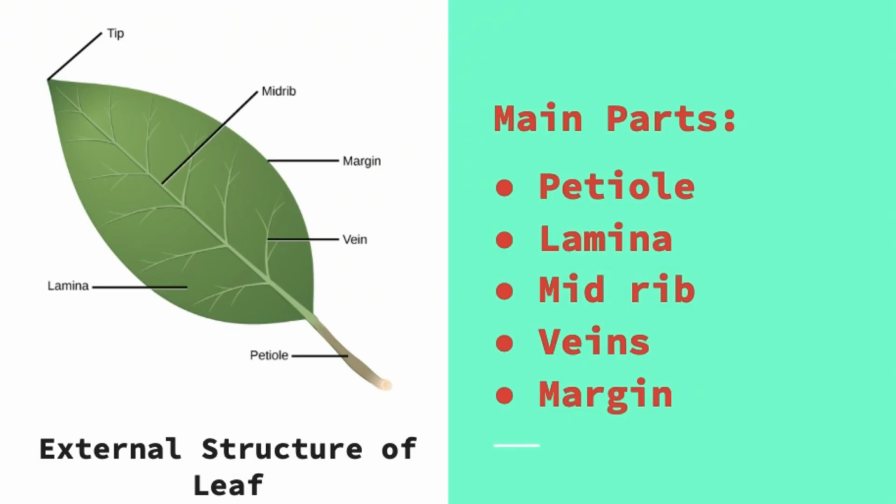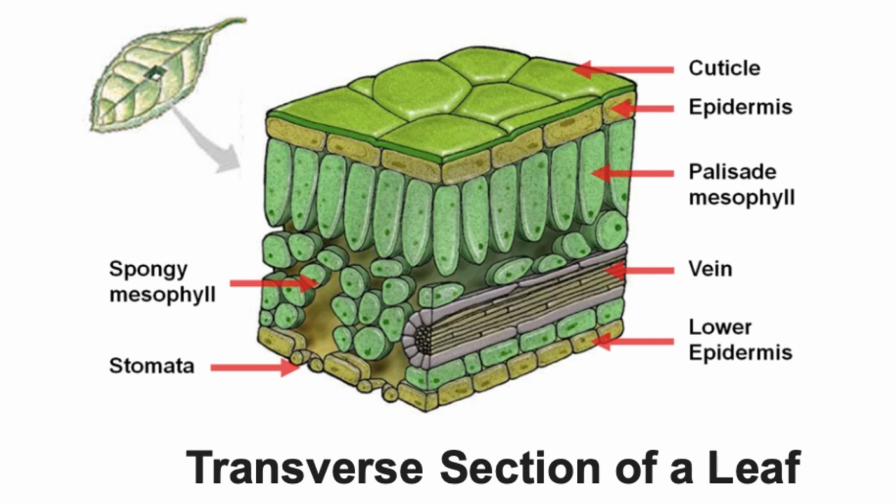The main parts of the external structure of a leaf are the petiole, the lamina, the midrib, the veins, and the margin. Inside the leaf, the uppermost layer is the cuticle, followed by the epidermis, and then the palisade mesophyll, then the spongy mesophyll, then it's followed by the lower epidermis, which has stomata holes all throughout the leaf. What are they for? We'll see.